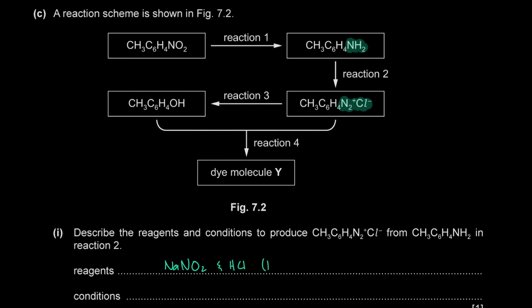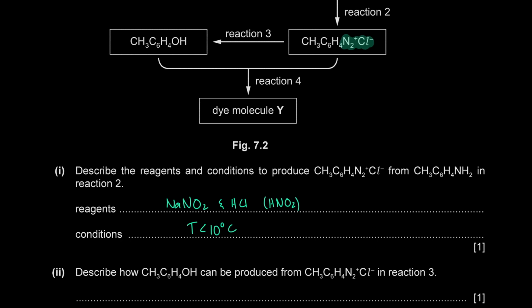Sometimes you will see HNO2 being used, but what happens here is that NaNO2 and HCl react to form HNO2, which then reacts with the phenylamine, and we have to ensure that the temperature is less than 10 degrees Celsius. The temperature has to be below 10 degrees Celsius because this diazonium salt is unstable. It will decompose at a higher temperature.